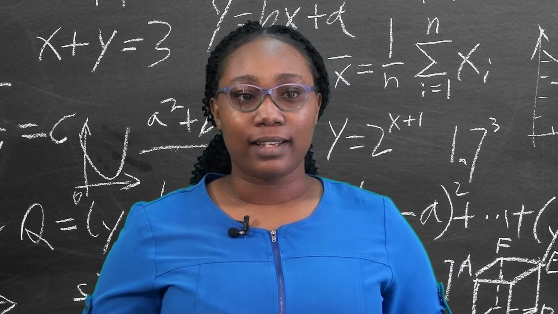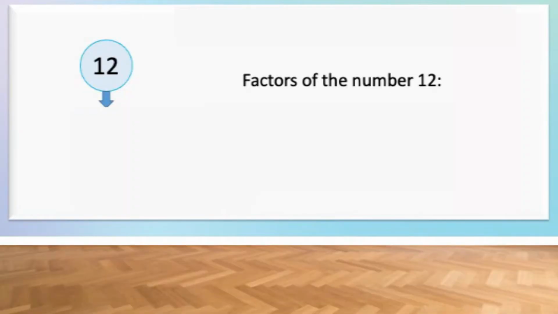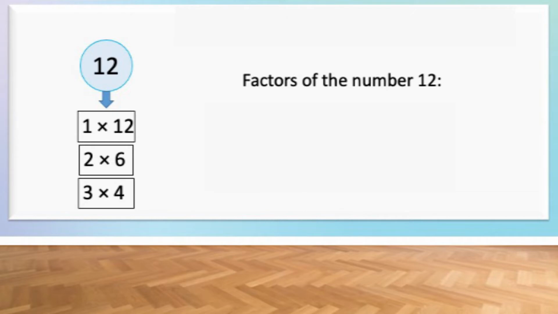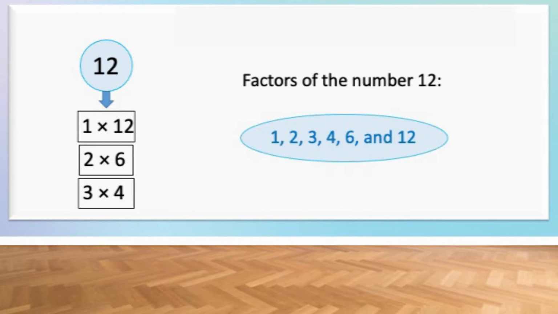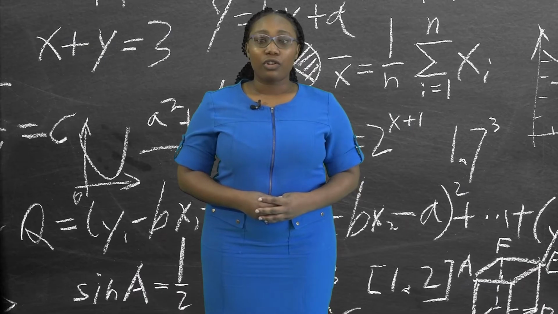Now students, take a look at the number 12 below. What two numbers could we multiply to give us a product of 12? 1 times 12, 2 times 6, and 3 times 4. Therefore, 1, 2, 3, 4, 6, and 12 are all factors of 12. Good job.